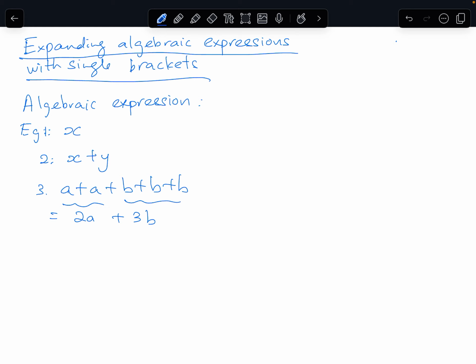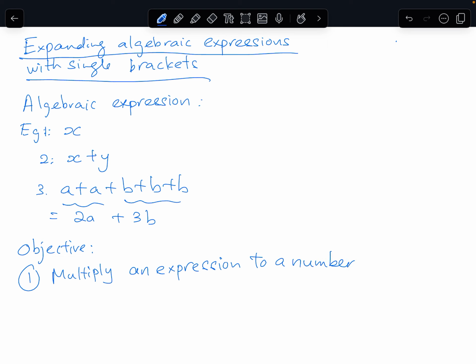Okay? So today what we're going to do is look at how we can multiply a number or an alphabet letter to an algebraic expression. This is really what we are aiming to do in today's class. We will learn how to do an expansion of an expression with brackets. Let me just show you how this works. We're going to multiply an expression by a number or letter. Okay, so this is how it's going to look.